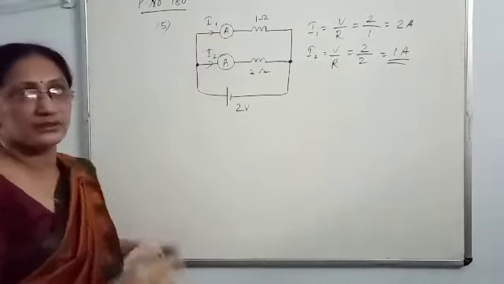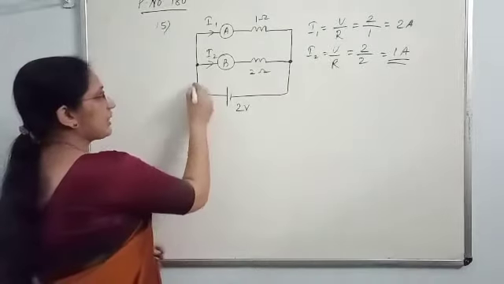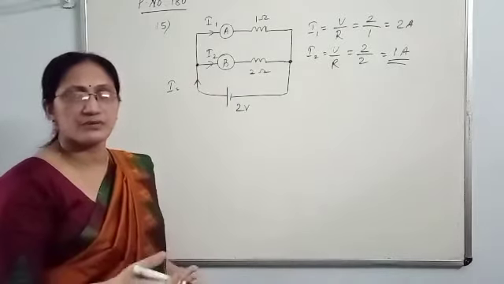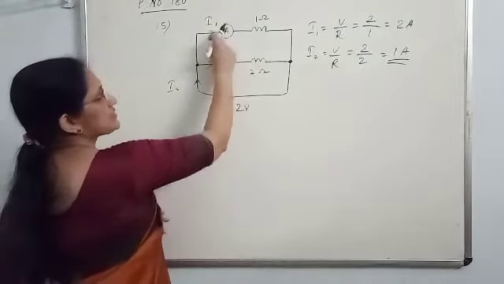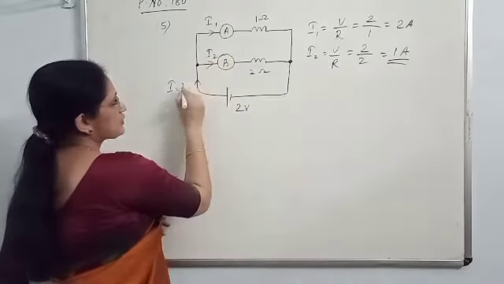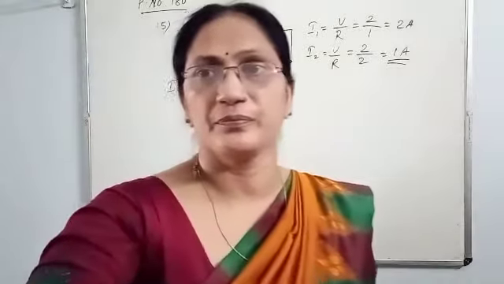So that is the question. Suppose you are asked to find out the main current also. In this question it is not asked. Suppose if it is asked, how will you find out? It is the sum of these two branch currents. Here 2 ampere, here 1 ampere, means the total current in the main circuit is 3 ampere.